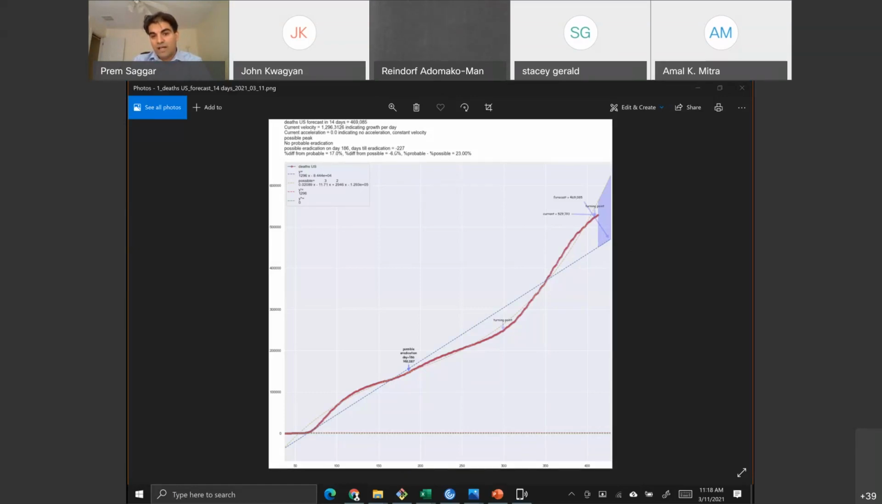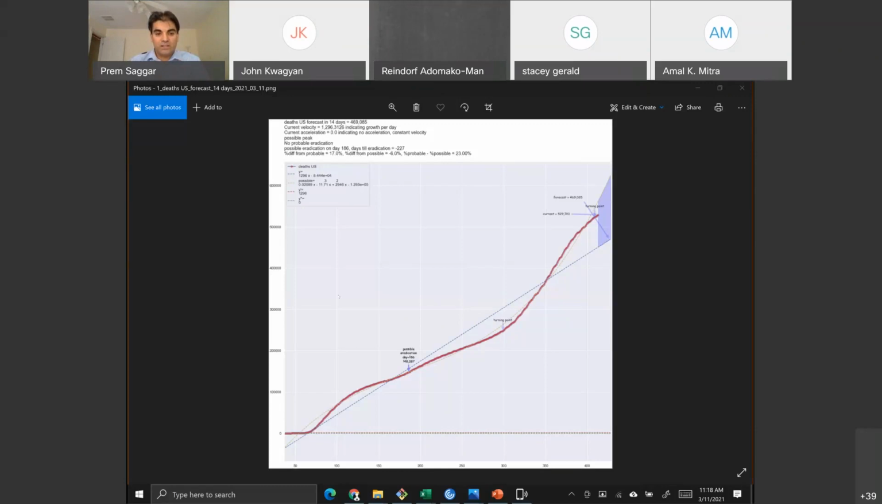The difference between the possible, which is the yellow dashed line, is minus 6%, so that's a little bit above where the deaths are. And the total difference between probable and possible is 23%. So that represents the spread of where we can be right now, okay? And the blue shaded area represents that spread as well, right? This is the uncertainty that we're facing in the model. So that's deaths in the U.S., okay?